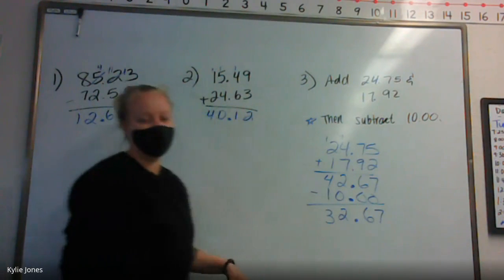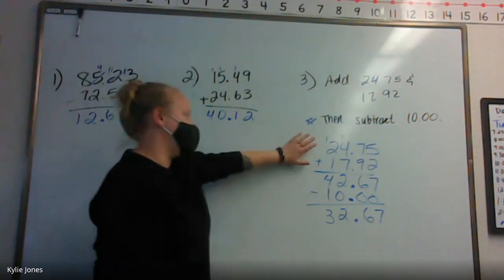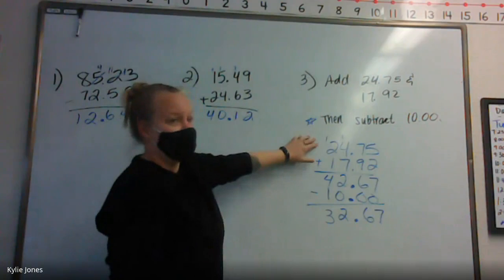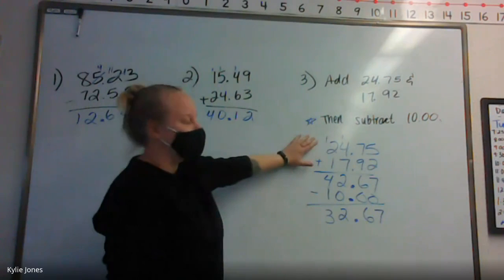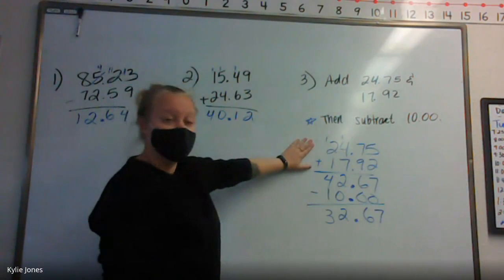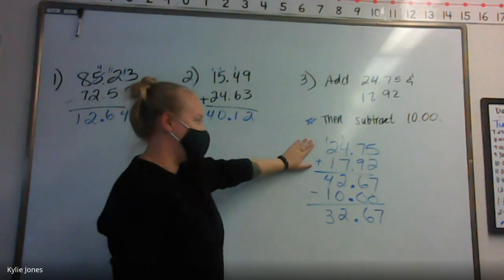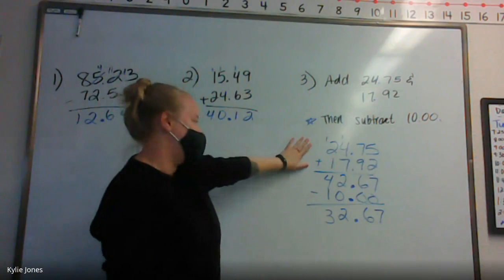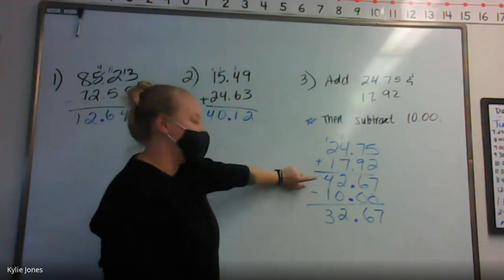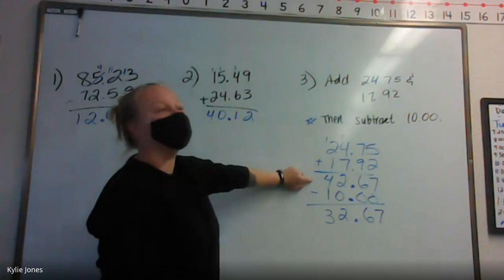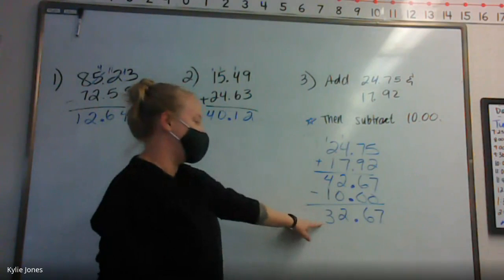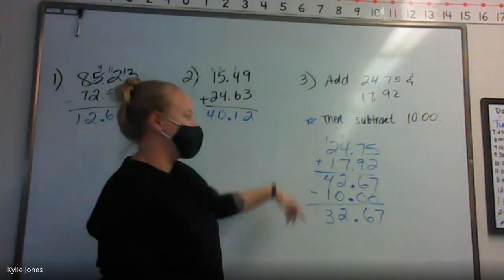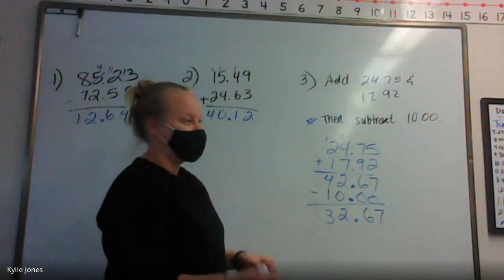32.67. So a problem like this would be you buy 2 things and then you're at the store. You buy 2 things, $24.75, and the other thing is $17.92. That adds up to $42.67, but you have a coupon for $10 off. So your total cost is actually $32.67, right? This is the type of thing that you're going to see in the real world all the time.